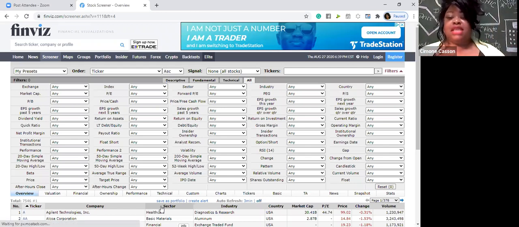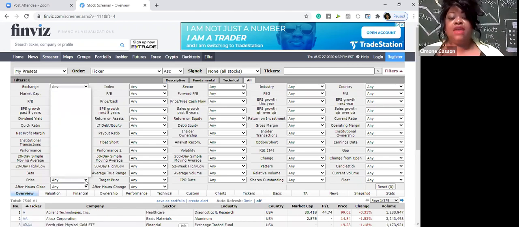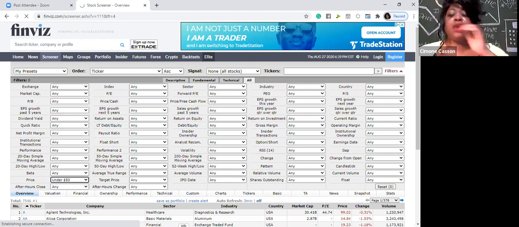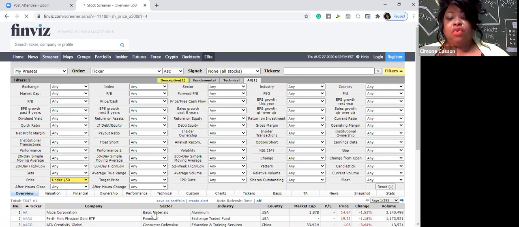So what I'm sharing all that to say is that one of the first things that you might want to look at is actual price. So you might want to drill down and say, listen, I want to work with companies that are under, let's say, $50, right? So you're going to look for companies that are going to be under $50. Another thing that I would probably look for is volume.